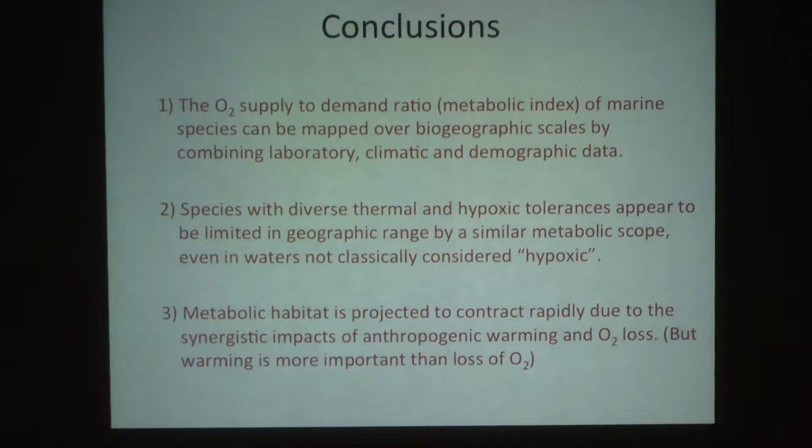Okay, so to conclude the first part, the oxygen supply to demand ratio, we think we can map with a certain amount of physiological, climatic, and demographic data. Species that are relatively diverse, have different hypoxic tolerances, all seem to be limited in their southern range boundary by an energetic requirement for something like 2 or 3 or 4 times their resting energy requirement. And that predicts a quantifiable contraction of marine habitat.